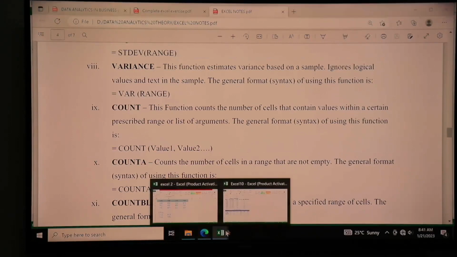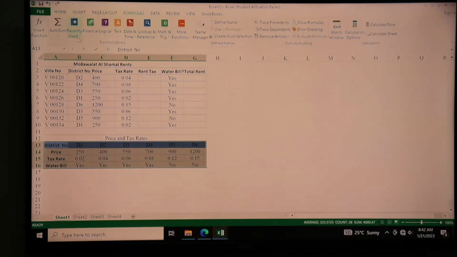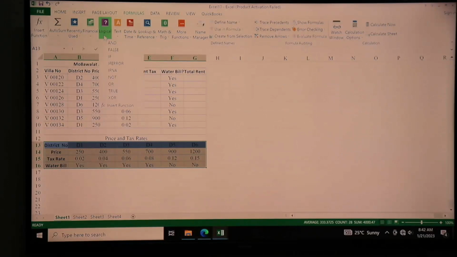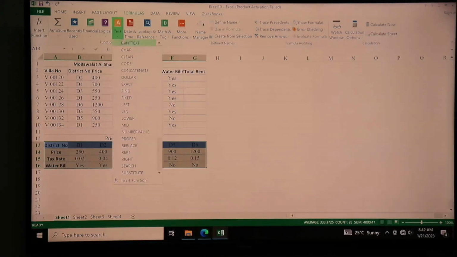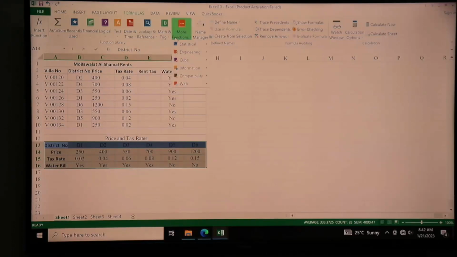In Excel, when you click on the Formulas tab, you'll get functions. So many, those used in finance, the logical functions, the text functions, date and time, we have lookup and reference functions, and many other functions you'll get here in Excel.